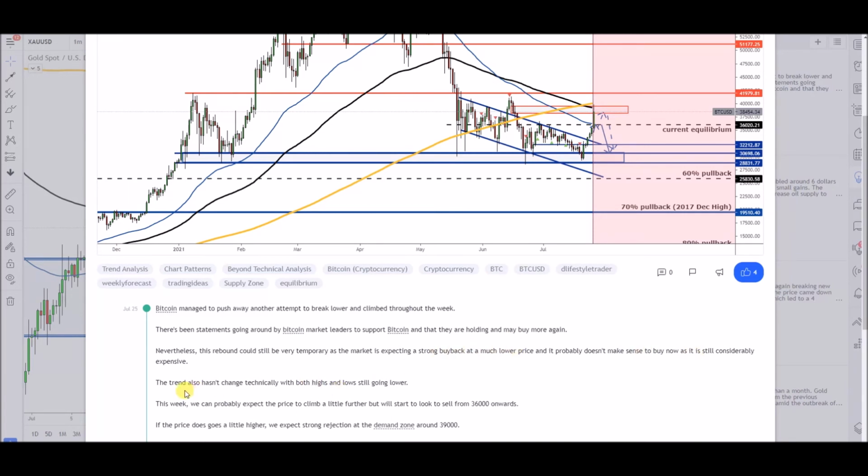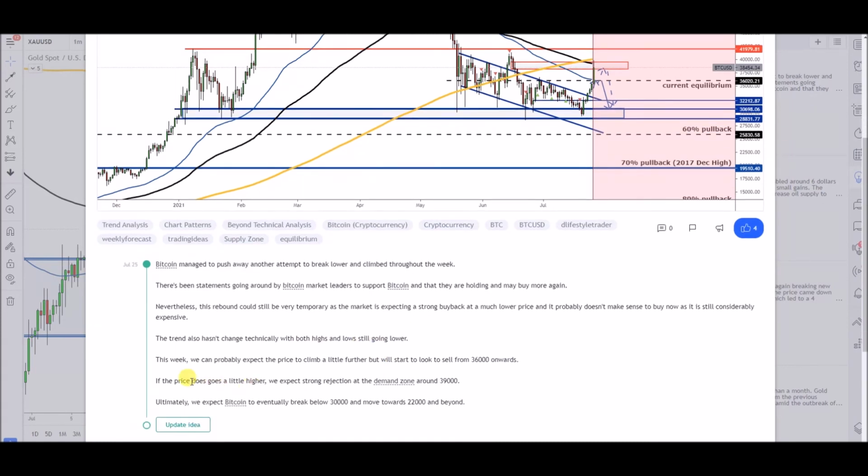The trend also hasn't changed technically, with both highs and lows still going lower. This week we can probably expect the price to climb a little further, but we'll be looking to sell at 36,000. But as we know, over the weekend it had already reached 36,000, and today it just shot all the way upwards. So I hope nobody really tried to sell there. If the price goes a little bit higher, we are expecting strong rejection at the supply zone. Sorry for the typo. At about 39,000, which is right here.